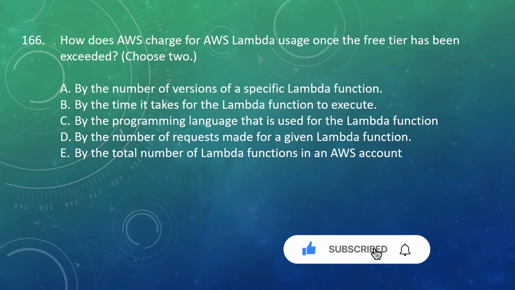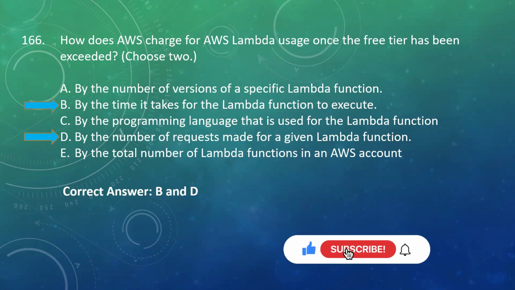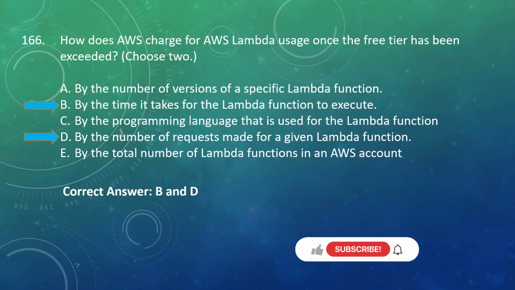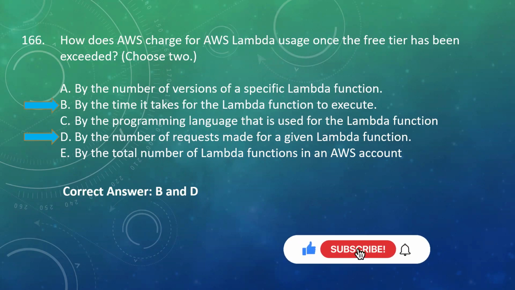And the correct answers here are option B and option D. AWS bills based on the total compute time consumed by the Lambda function, which is measured in milliseconds. Now, the time is calculated from the moment the function starts executing to the moment it completes, which is why option B is correct. And AWS charges per request for the number of times a Lambda function is invoked. Each time the function is triggered, whether by an API call, event source, or any other means, it counts as a request. Hence, option D is also correct here.